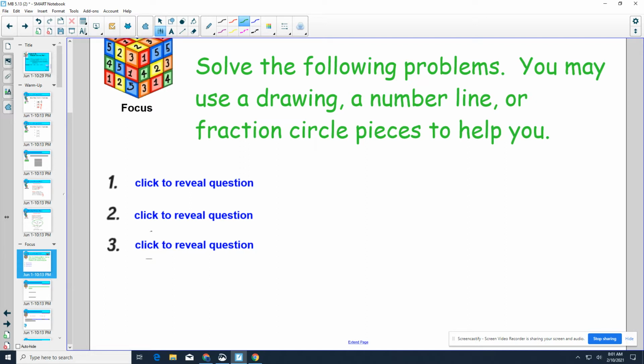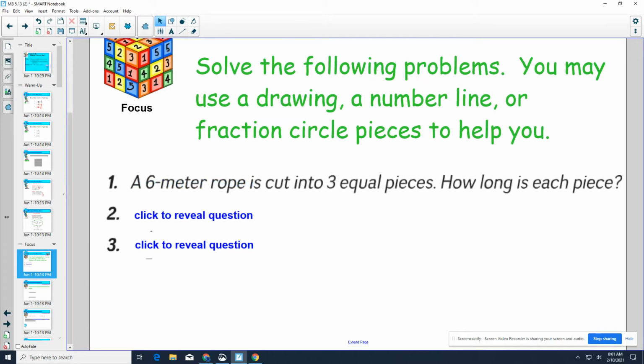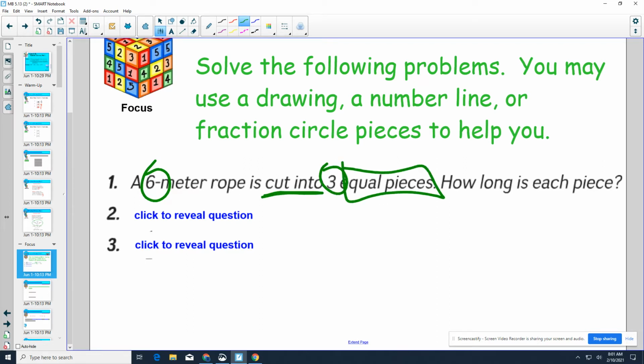Okay, so we're going to solve the following problems. You may use a drawing, a number line, or fraction circle pieces to help you. Let's look at the first one. A 6-meter rope is cut into 3 equal pieces. How long is each piece? Pause, go ahead and write your answer. Okay, so I have a 6-meter piece being cut into 3 equal pieces. Equal pieces tells me that you're dividing, right? So I have 6, which is my dividend, 3 my divisor, and my quotient is 2. So each piece would be 2 meters long.